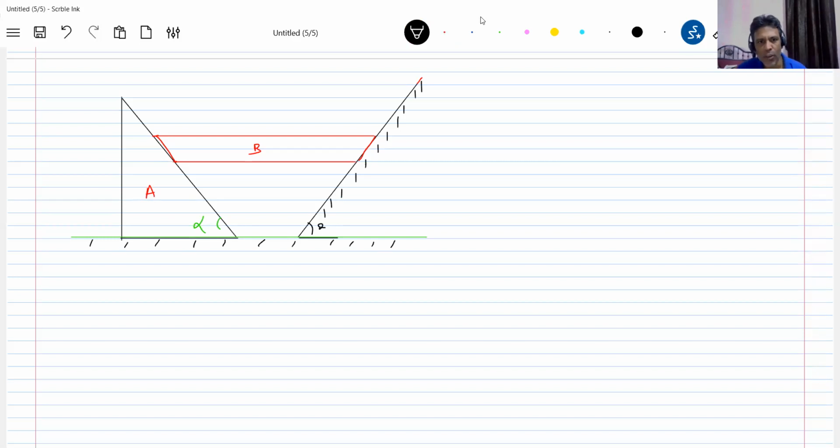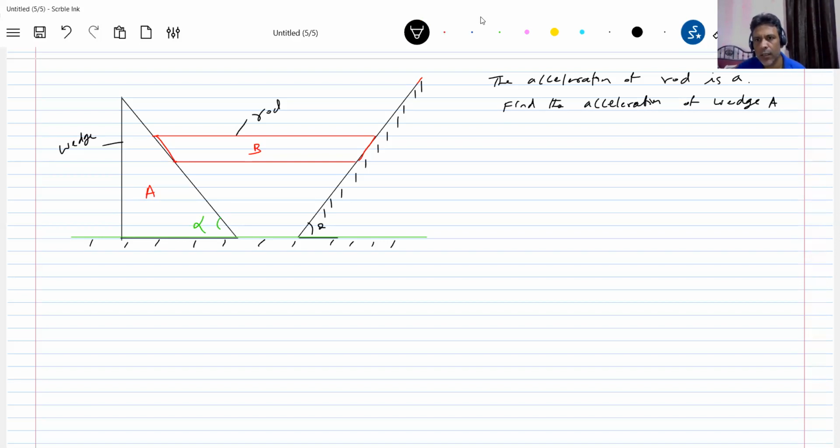I'm just going to test your observation skills. No, nothing big. This is a rod. The acceleration of rod B is A. Find the acceleration of the wedge.